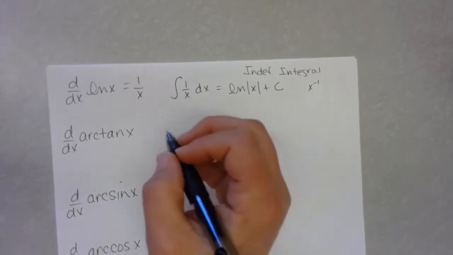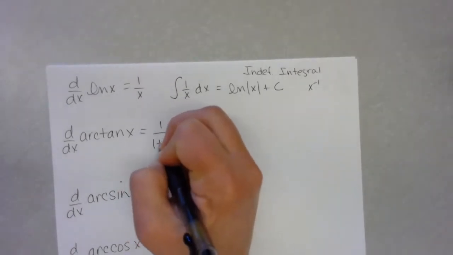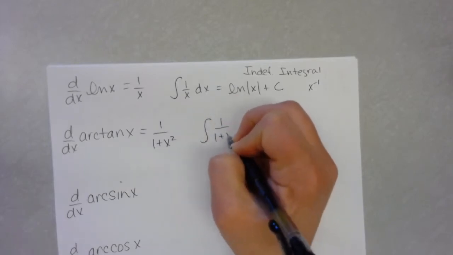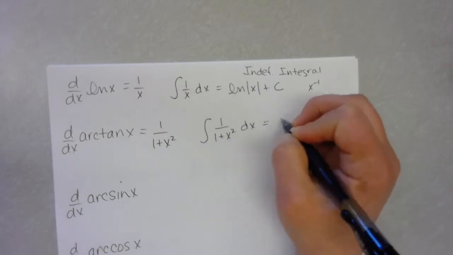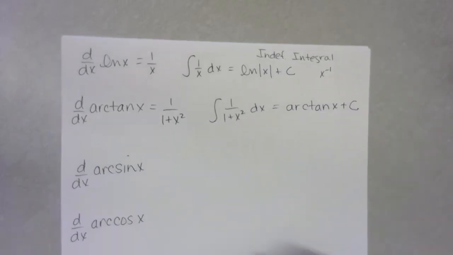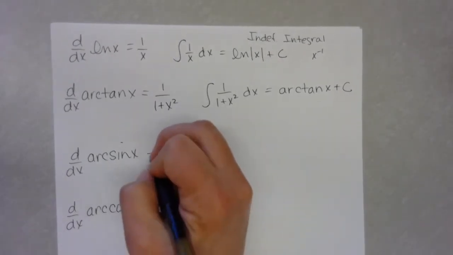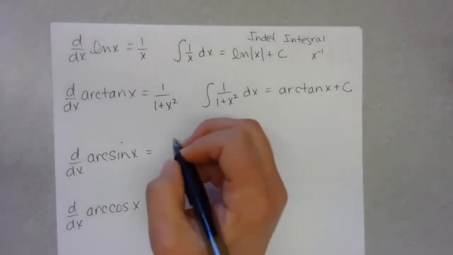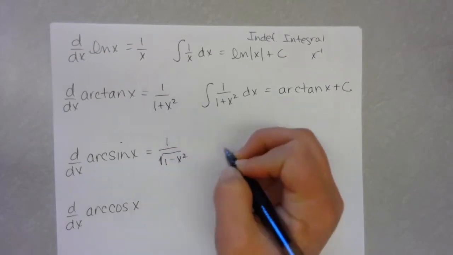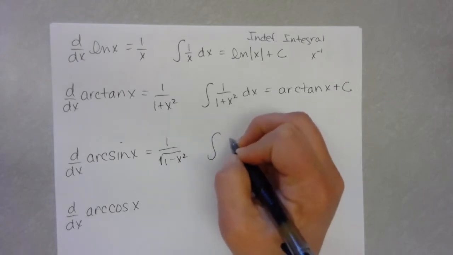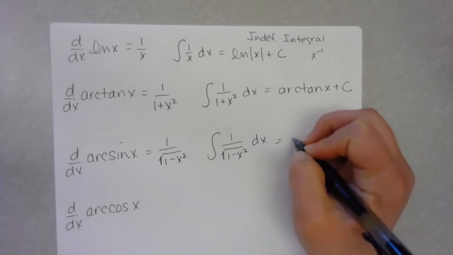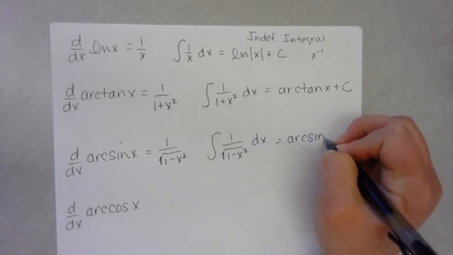The derivative of arctan is 1 over 1 plus x squared. So that means that the antiderivative of 1 over 1 plus x squared dx is arctangent of x plus c. It's a good thing to really put these in your memory so you recognize them. The derivative of arcsine is 1 over the square root of 1 minus x squared. So that means that when I come across 1 over the square root of 1 minus x squared dx, this is arcsine of x plus c.